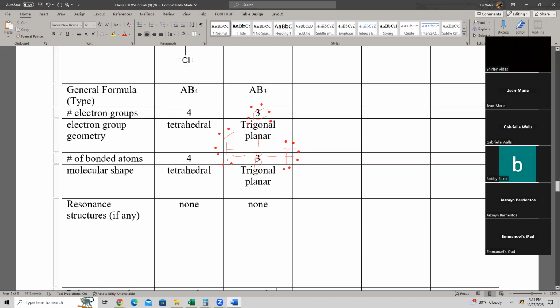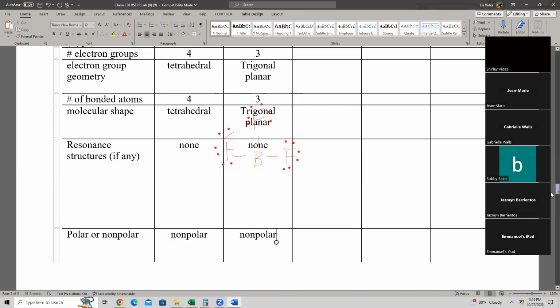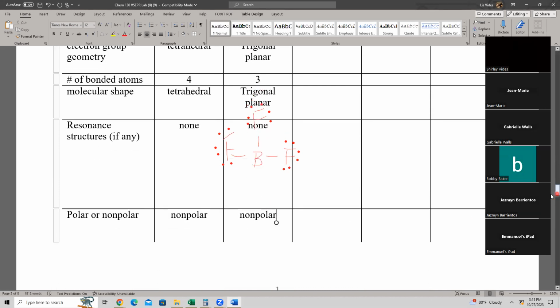And it is nonpolar because we do not have any difference between the number of electron groups right here and the number of bonded atoms. The number of electron groups and the number of bonded atoms is the same. So there is definitely no polarity, okay? No polarity. All right, let's do the next one.